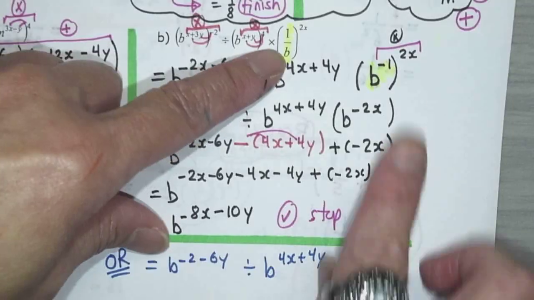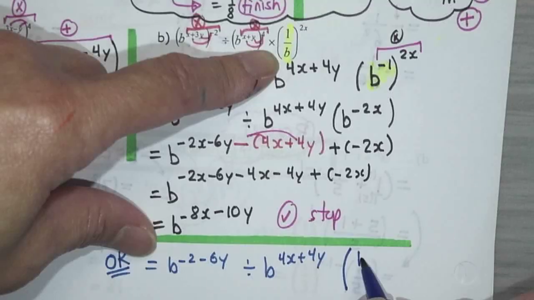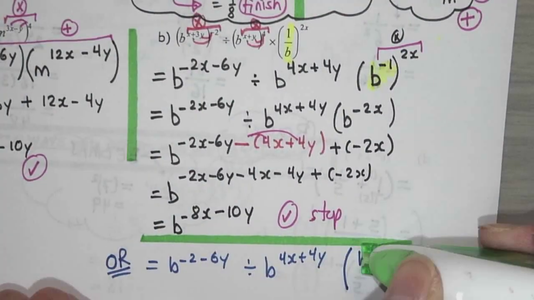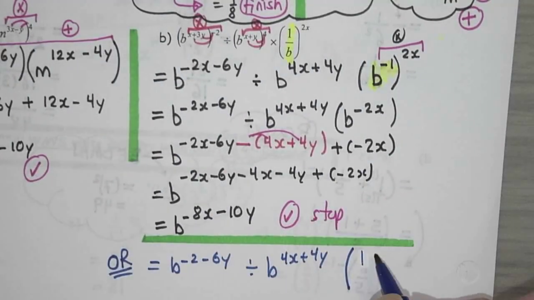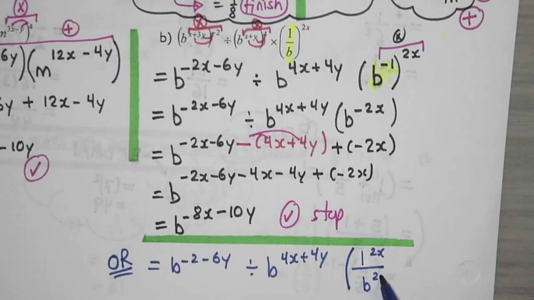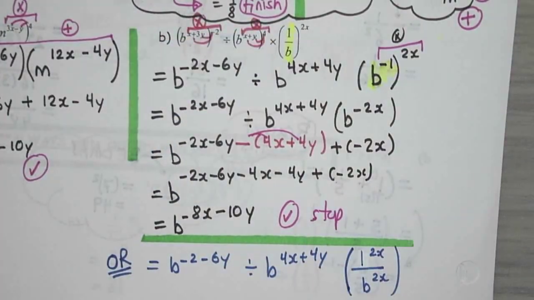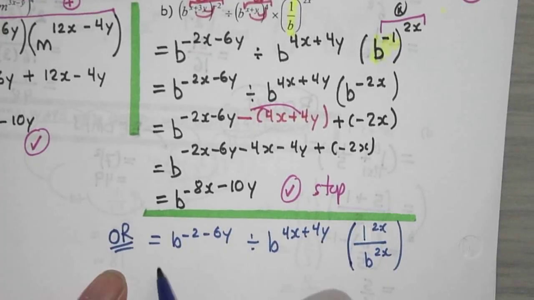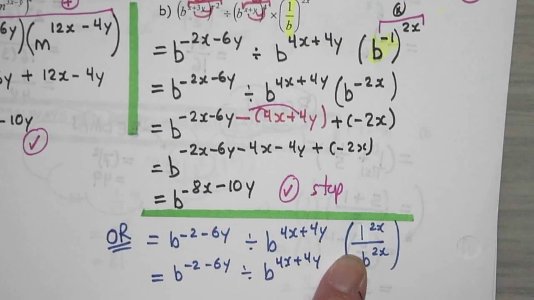Then here, if you don't like what I did here, then what you would do is you would bring it into both. So you would say 1 to the 2x and b to the 2x. So you would bring in the 2x to both the top and the bottom. If that makes more sense, do it that way. Then you're going to get this, b to the negative 2 minus 6y divided by b to the 4x plus 4y. And then what is 1 to the power of anything?